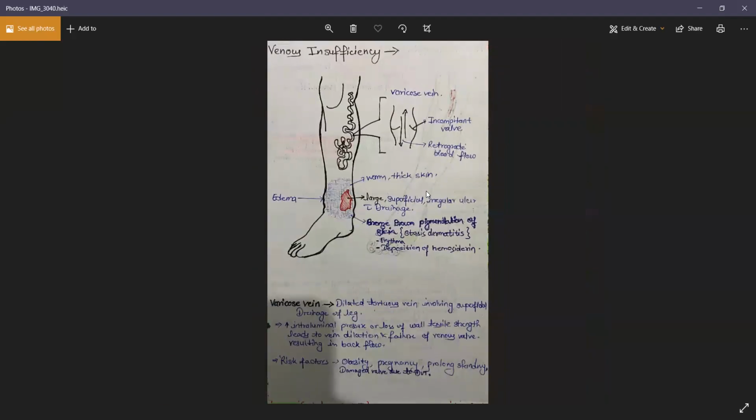And that would be all about venous insufficiency. It happens because of varicose veins. You can even see the tortuous veins through the skin with your eyes. Very important. Risk factors include obesity, pregnancy, prolonged standing, or any damaged valve due to deep vein thrombosis.